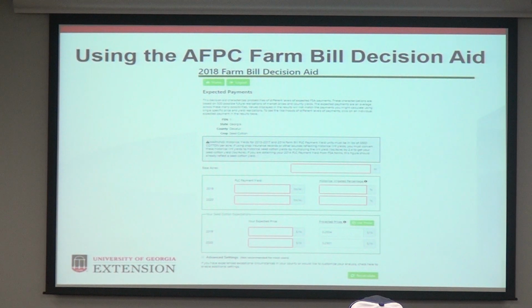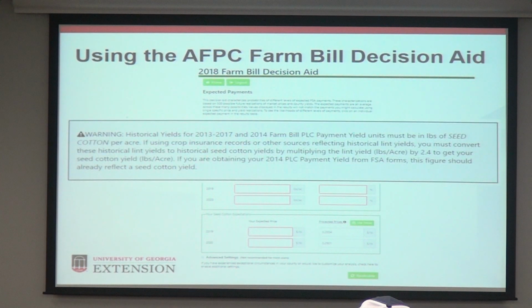This is a little bit different. This one would be for seed cotton, and I point this out because there's a warning that's there in the middle, and that's something that's different for seed cotton relative to the other commodities and the other crops that are included here. And so I'll just kind of blow that up a little bit for you.